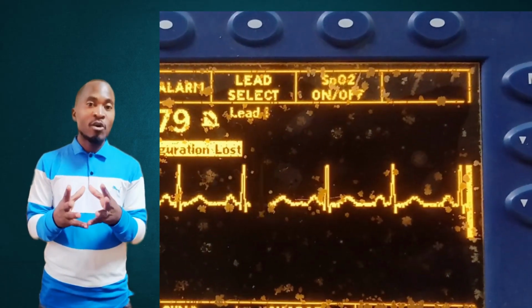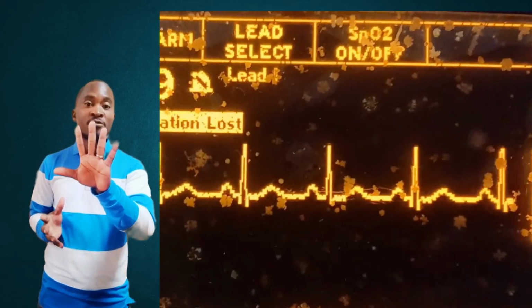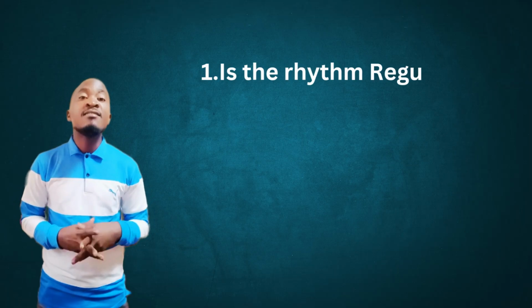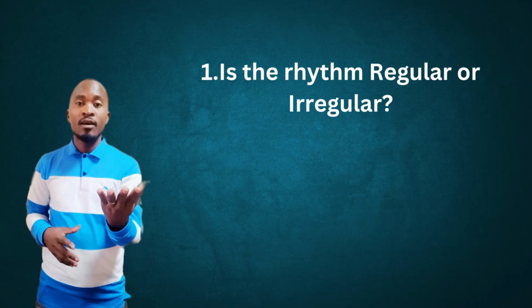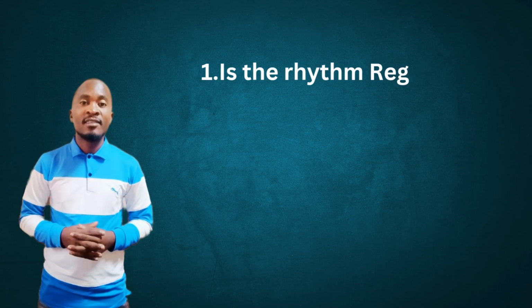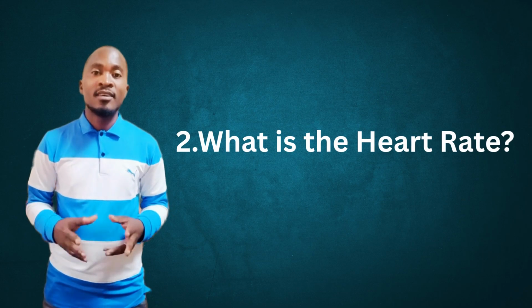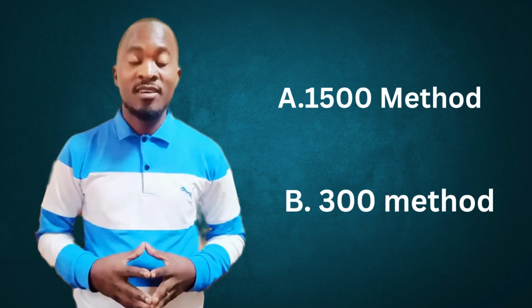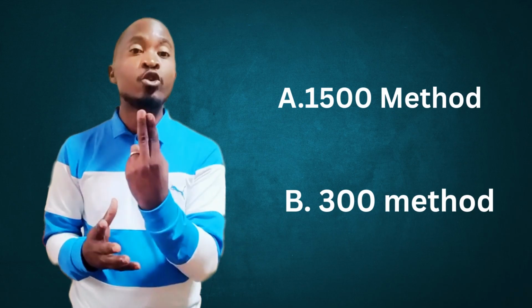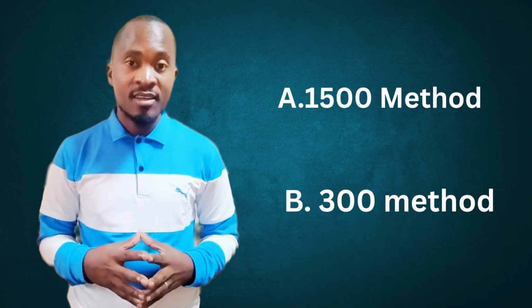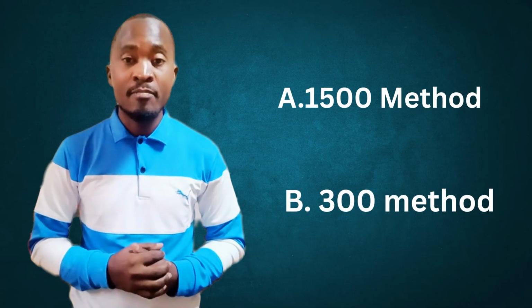Now, having discussed that, let's look at the 5 key questions that you need to ask yourself when analyzing this rhythm. The first question that you need to ask yourself is, is the rhythm regular or irregular? If you have the answer to that, ask yourself the second question. What is the heart rate? To determine the heart rate, we have 2 methods. The first method is the 1500 method, and the second one is the 300 method.